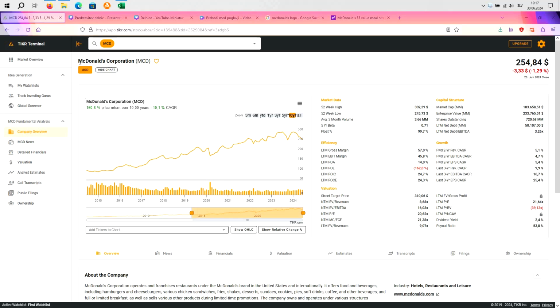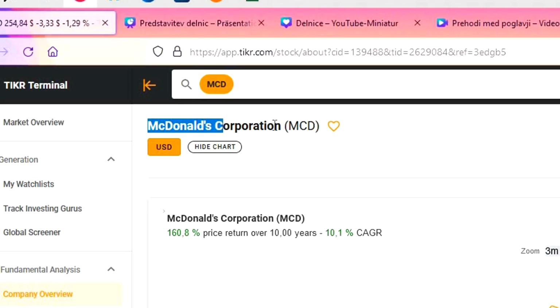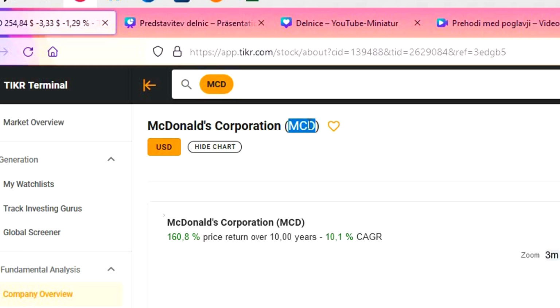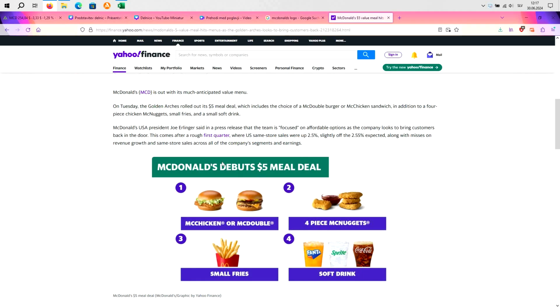So today we are going to analyze this extremely famous company called McDonald's Corporation with the stock ticker MCD. They recently launched their new McDonald's menu for $5, which is something that you probably have in America, but we in Europe for sure don't have, or at least I doubt that we have it. But let's leave that aside.